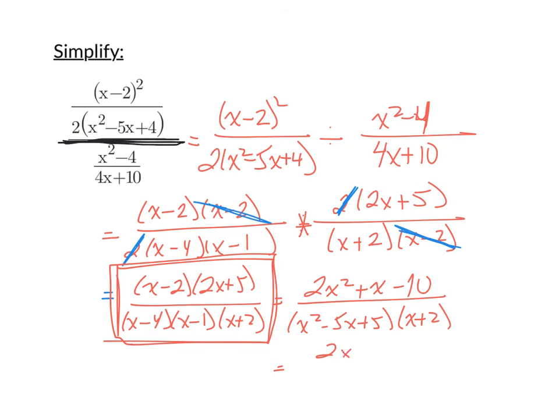If you really want to check your skills and see if you got it, for multiplying out that denominator, you should end up with x cubed plus 2 and minus 5 makes minus 3x squared. And I got a 5x minus 10x is minus 5x and plus 10. So you could check my work on that, but I believe that's right.